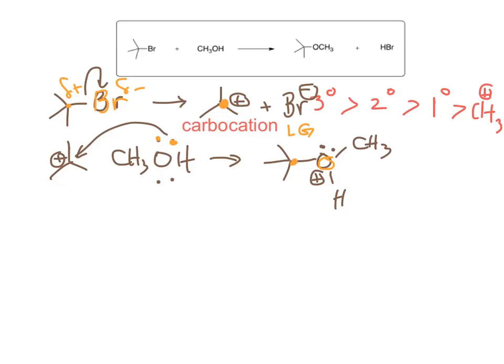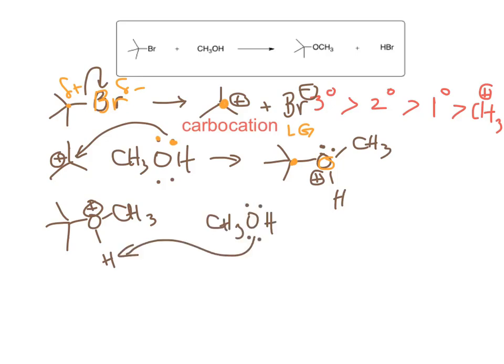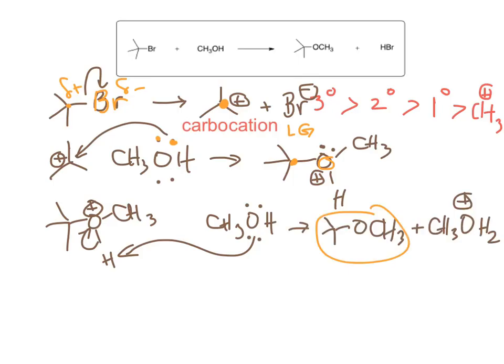The third and last step of the mechanism is a proton transfer. Another molecule of methanol could come in and pick up an extra proton from this intermediate, and as a result, we end up with a neutral molecule, which is our final product.